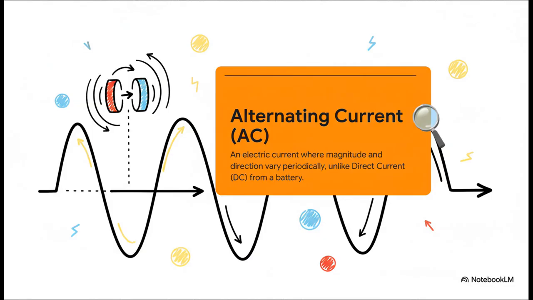So to get to the bottom of this, we've got to quickly remember what AC actually is. It's totally different from direct current, or DC, which is what you get from a battery. DC is like a steady stream, always flowing in one direction. But AC? The electrons are literally doing a dance, constantly switching directions, sloshing back and forth in a perfect rhythm. And that periodic change? That's the key to this whole thing.